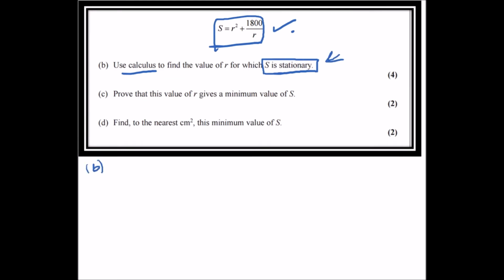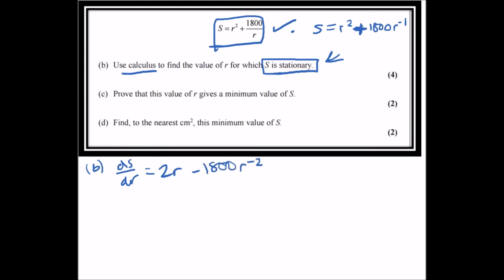So let's have a go. For part B, let's rewrite this equation. S equals R squared plus 18 times R to the power minus 1, keeping it in the correct form. Finding dS over dR, differentiating R squared gives us 2R. Taking the derivative of this part, we drop the power, so we get minus 1800 R to the negative 2.